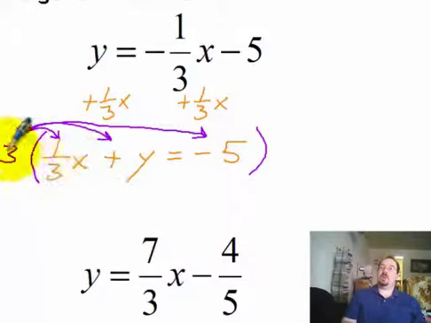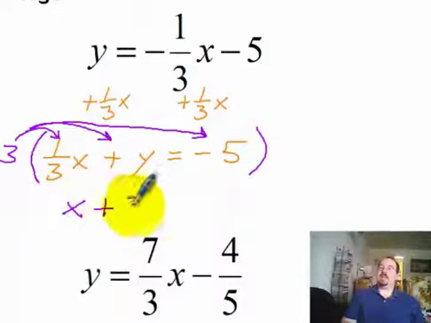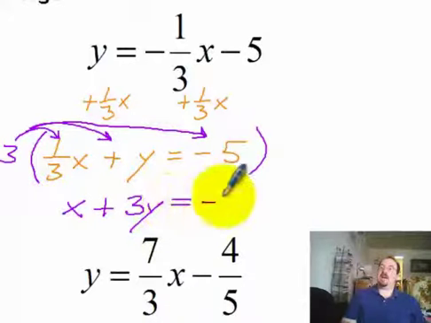So 3 times 1/3 will cancel, and I just get x. 3 times y, it gives me 3y. And 3 times negative 5 gives me negative 15. Okay? Last problem I want to do for you like this today.